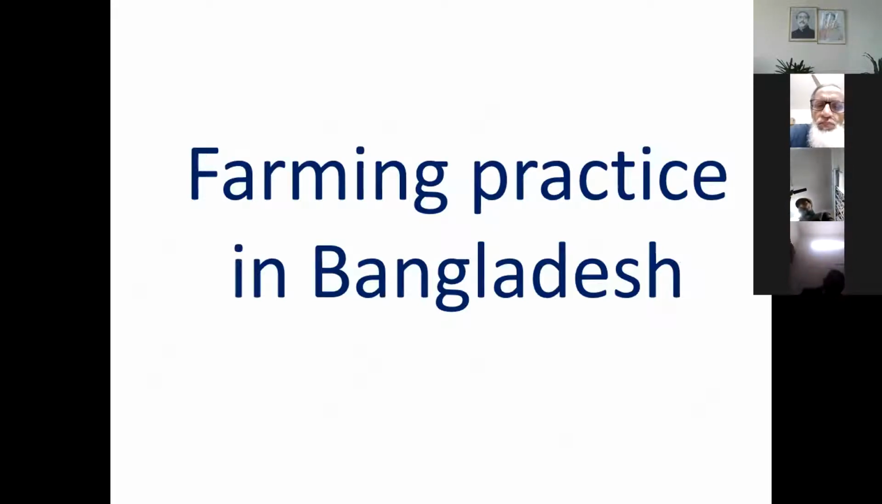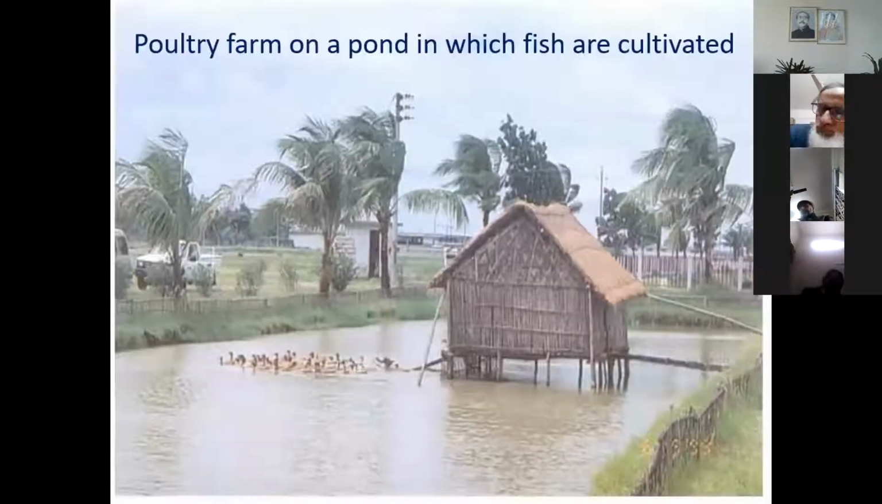The farming system in Bangladesh is very unhygienic. For more benefit, people raise their poultry on the water of the pond. As a result, they feed the animals and the cattle, but their feces is dropped into the pond water. That feces is eaten by the fish, so the fish are contaminated.